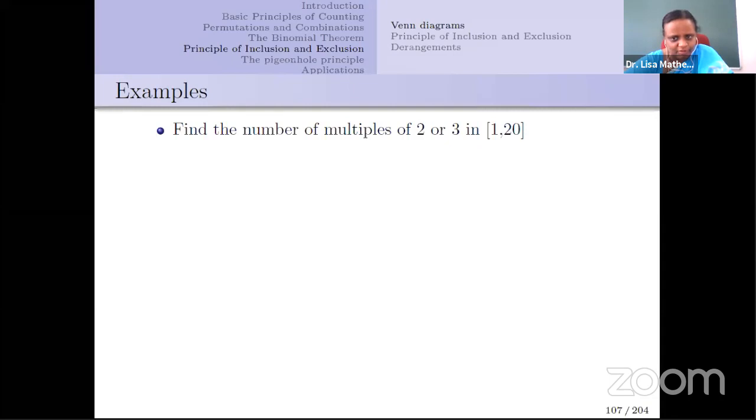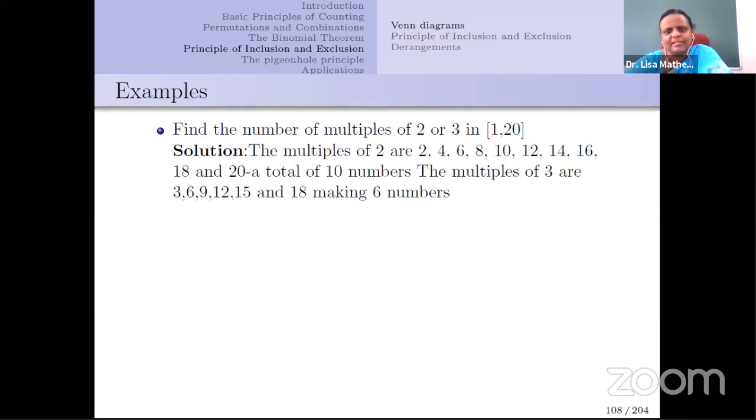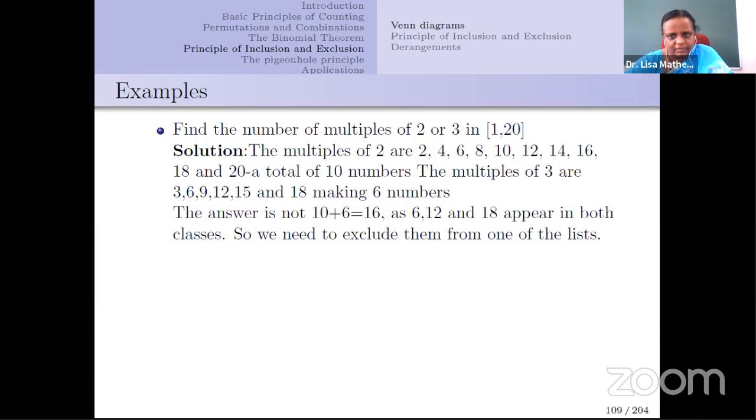Find the number of multiples of 2 or 3 in the range 1 to 20. Now let me list them out. The multiples of 2 are 2, 4, 6, 8, 10, 12, and so on, up to 18 and 20, which is a total of 10 numbers. Again, when I look at the multiples of 3, I have 3, 6, 9, 12, 15, and 18. So I have a total of 6 numbers. Now the answer is not 10 plus 6, 16, because I find that 3 numbers, 6, 12, and 18, appear in both the lists. So I need to subtract these 3 elements, and therefore the answer is 16 minus 3, or 13.